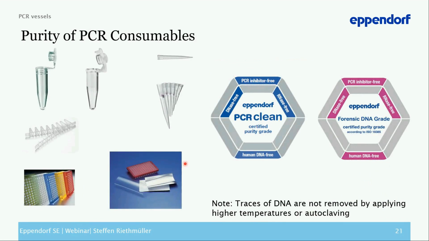Okay, what else is important? Of course, the purity of your consumables is very important. So Eppendorf offers different purity grades. And you see that the PCR grades here are free of PCR inhibitors, RNases, DNases, and human DNA. And why it's so important that your consumables are free of human DNA is underlined by this short story.